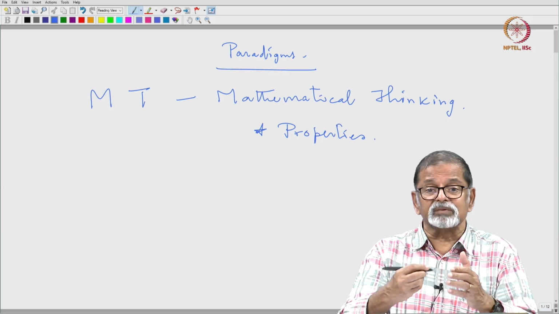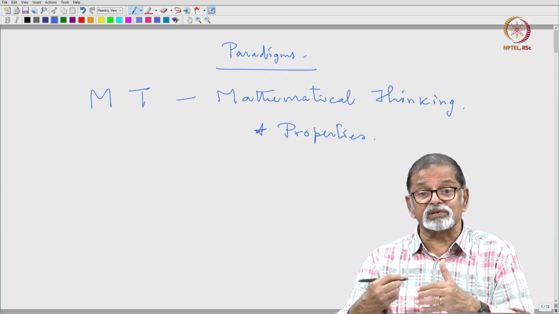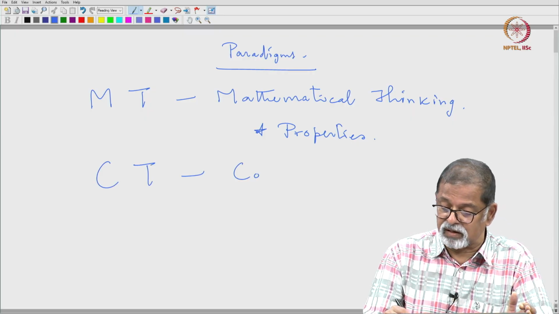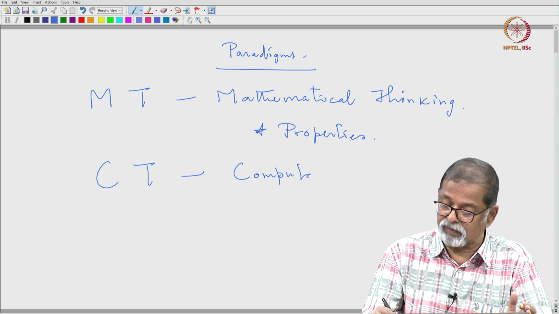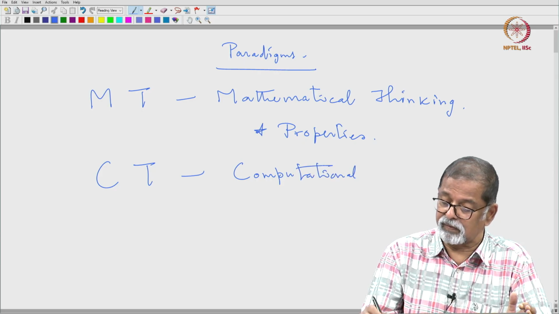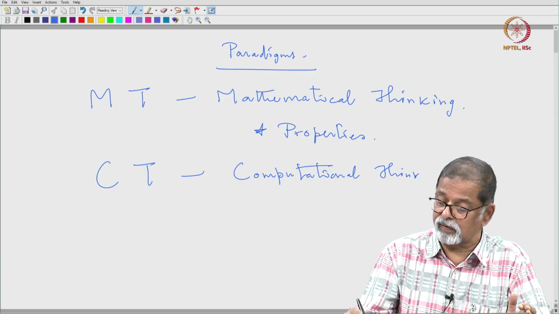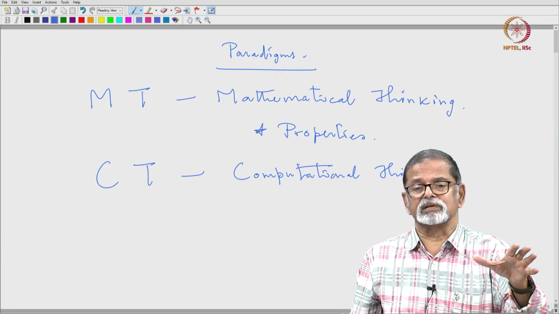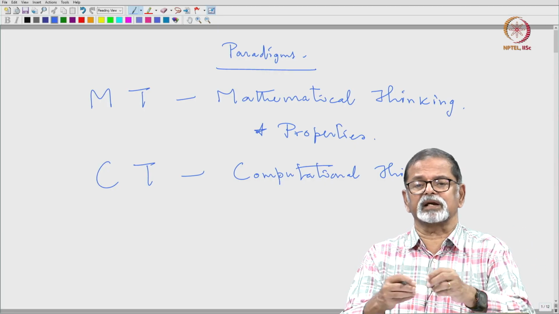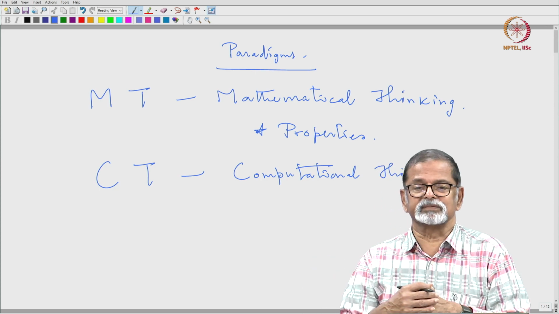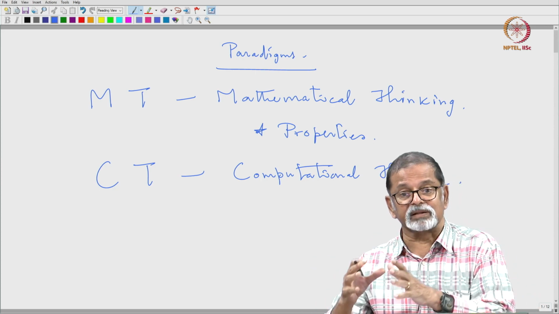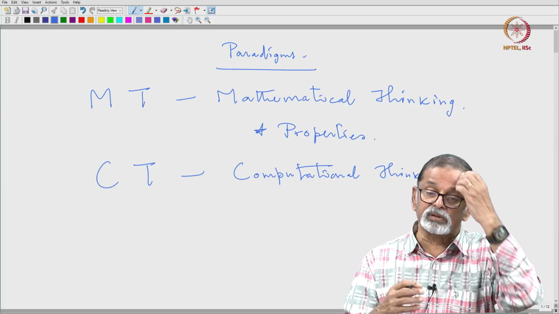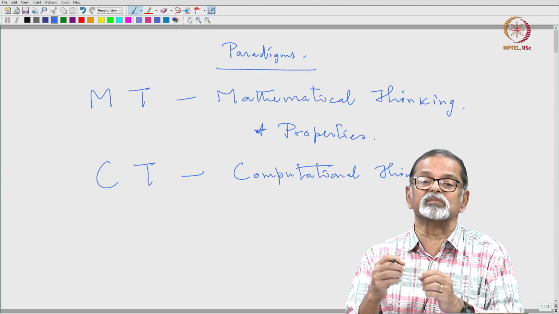How do you convert these properties into a process? That is computational thinking. CT is computational thinking. You have some properties and based on that you can say that I can do this, this and this and then obtain an answer. So you must come up with a computational method. Computational thinking is attempting to build a solution through explicitly computable steps.